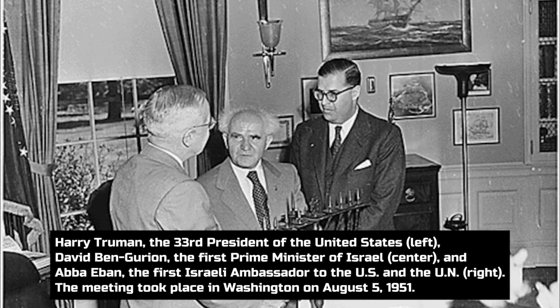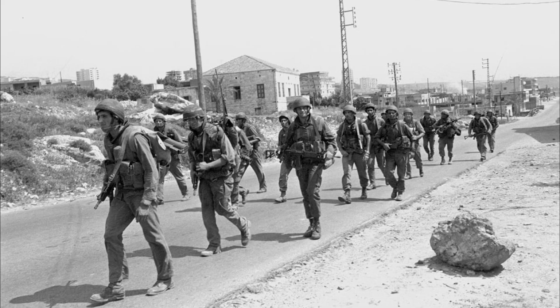The USA similarly supported Israel, providing military and financial aid after its creation in 1948, to strengthen it as a strategic partner in the Middle East and support the creation of a Jewish state after the Holocaust.